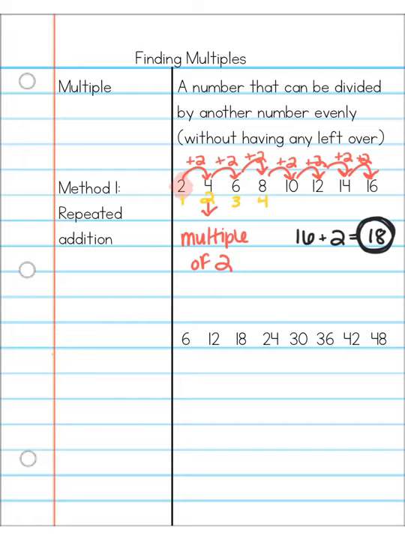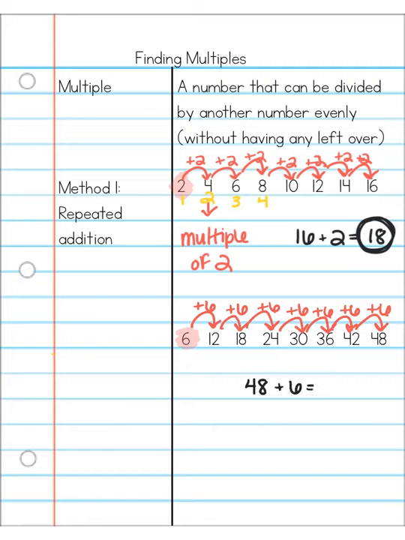In this next example, we're talking about multiples of 6. So I'm going to add 6 each time using my repeated addition. And that will help me find all of the multiples of 6. What do you think the next multiple of 6 would be? The next multiple of 6 would be 54.